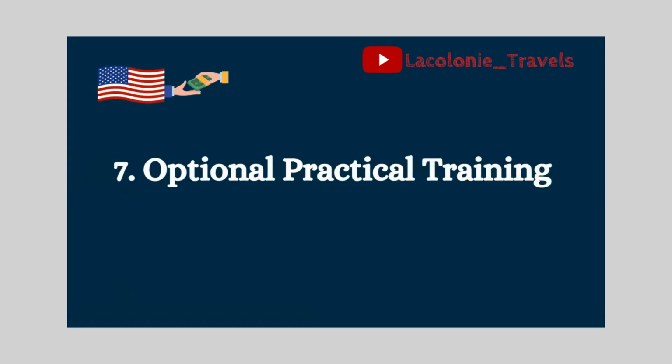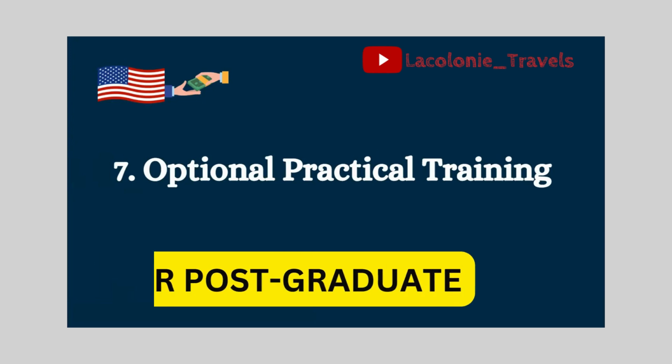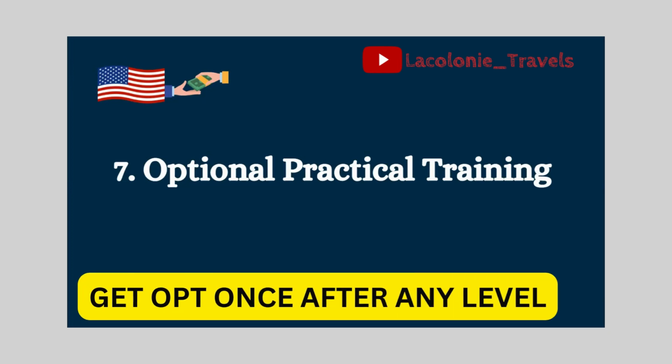The next one we're looking at here is optional practical training, which is called OPT. This is for postgraduates in the USA, and also community colleges in the USA. You qualify for this after each level of degree you get in the USA. Take, for example, if you've just finished studying at a community college in the USA, you'll be getting an associate degree. Then you only get 1 year OPT after you have gotten your associate degree. And then after your bachelor's, master's, or PhD level, you only get it one time after each level you attain.